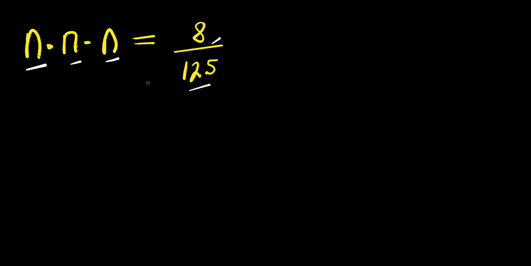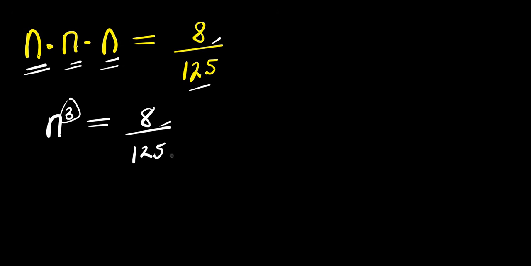So what we are going to do now is let's multiply this left-hand side, n times n squared times n. This is n to the power of 3, and this equals 8 divided by 125. Now, here is to the power of 3, so let's express this in terms of power 3. 8 is simply 2 times 2 times 2. That means 8 is 2 to the power of 3.